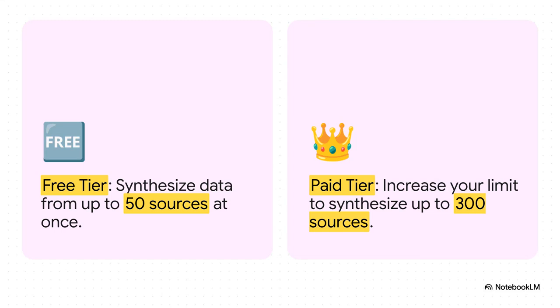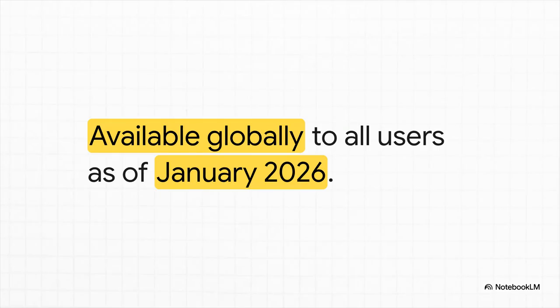There are also a couple of different tiers when it comes to how many documents you can throw at it at once. The free tier is actually really generous. It lets you pull from up to 50 sources at a time. But for those of you with some seriously heavy-duty research needs, the paid tier bumps that all the way up to 300 sources. But here is the absolute best part. This isn't some exclusive beta test for a lucky few. As of January 2026, data tables are available to all NotebookLM users everywhere. It's out there, ready for you to try right now.